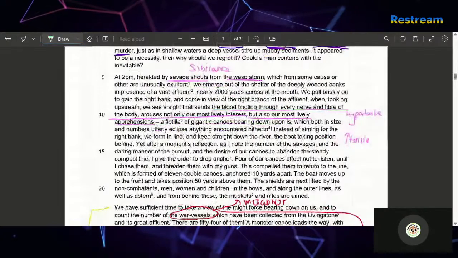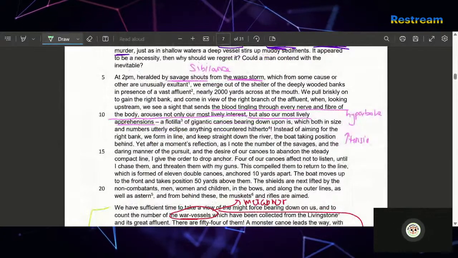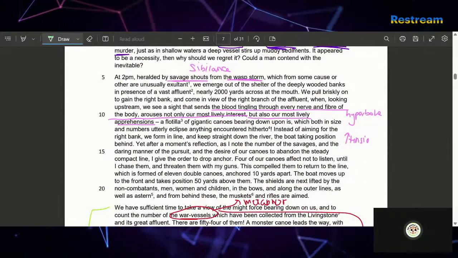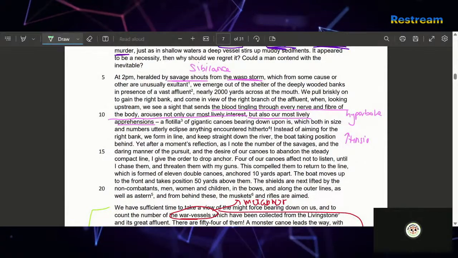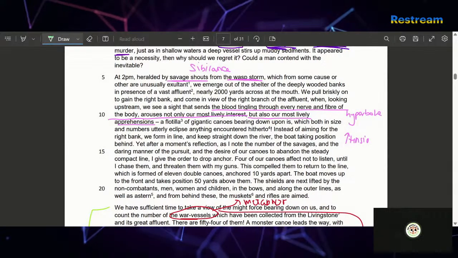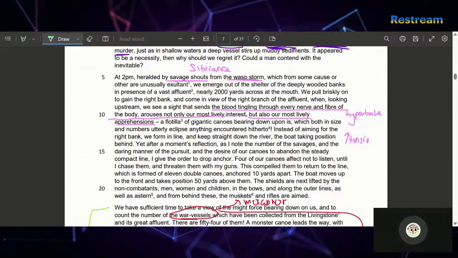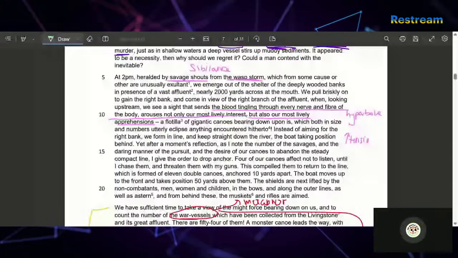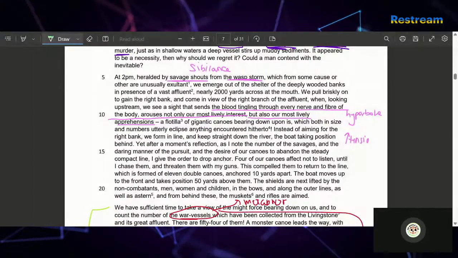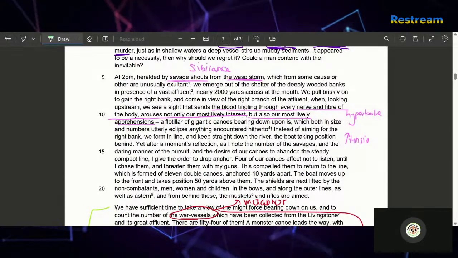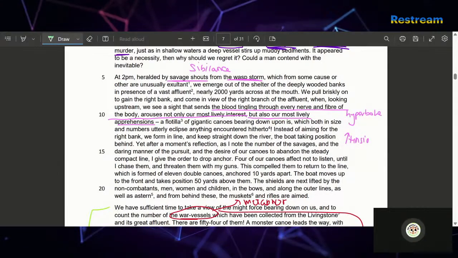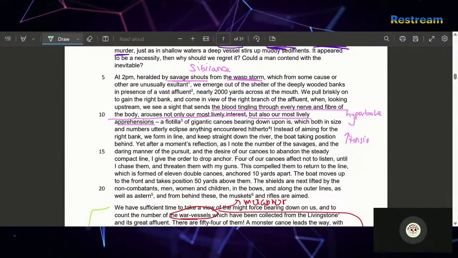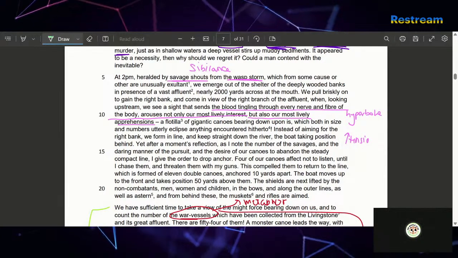Yet after a moment's reflection, as I note the number of savages and the daring manner of their pursuit, the desire of our canoes to abandon the steady, compact line, I give the order to drop the anchor. Drop anchor. Four of us them and threaten them with my guns. This compelled them to return to the line, which is formed of 11 double canoes anchored 10 yards apart. The boat moves up, which is to the front, and takes position of 50 yards above them.